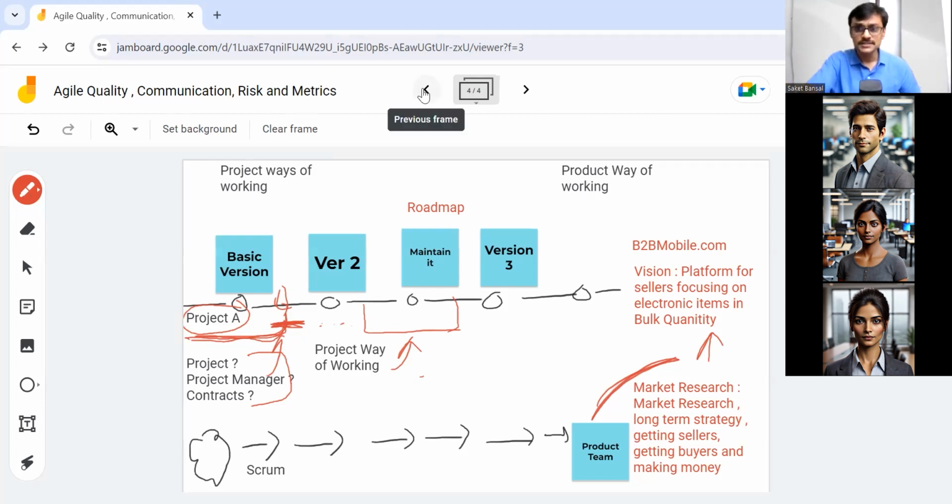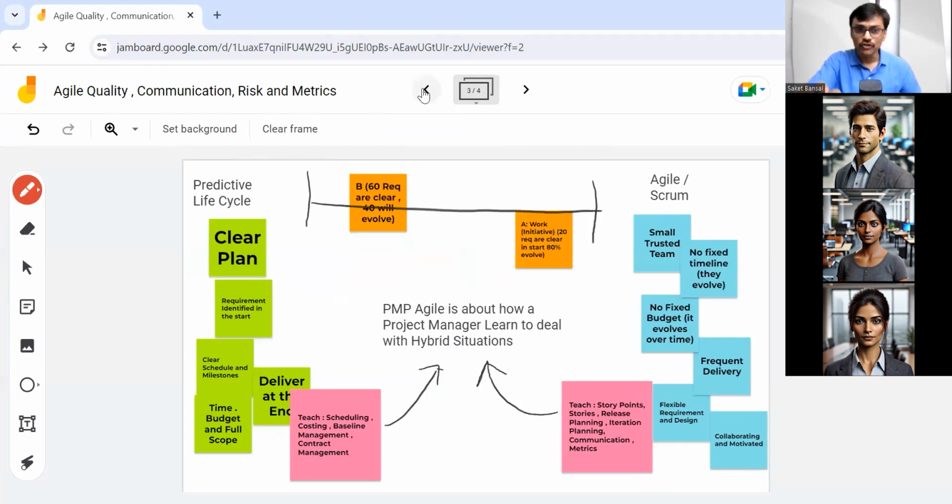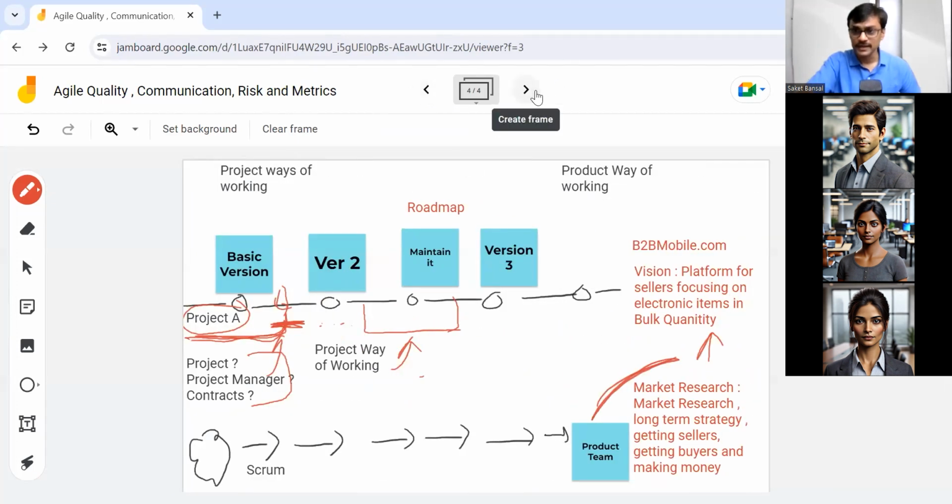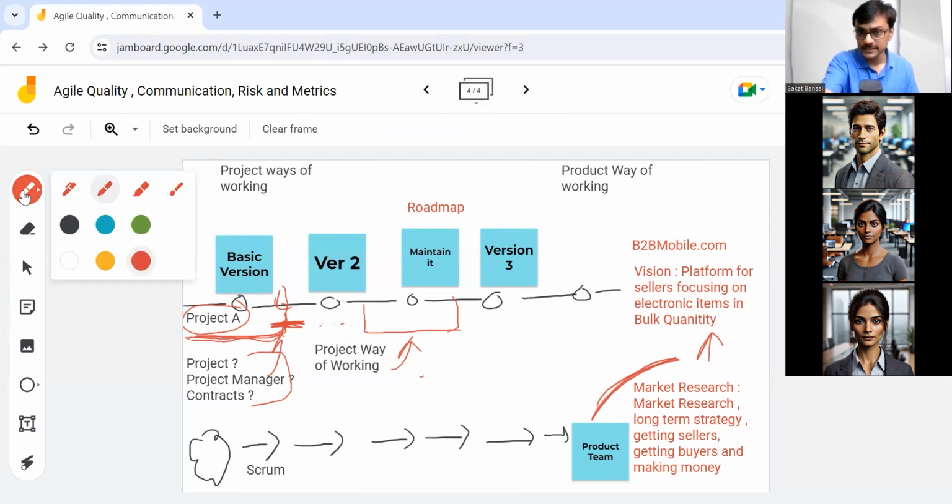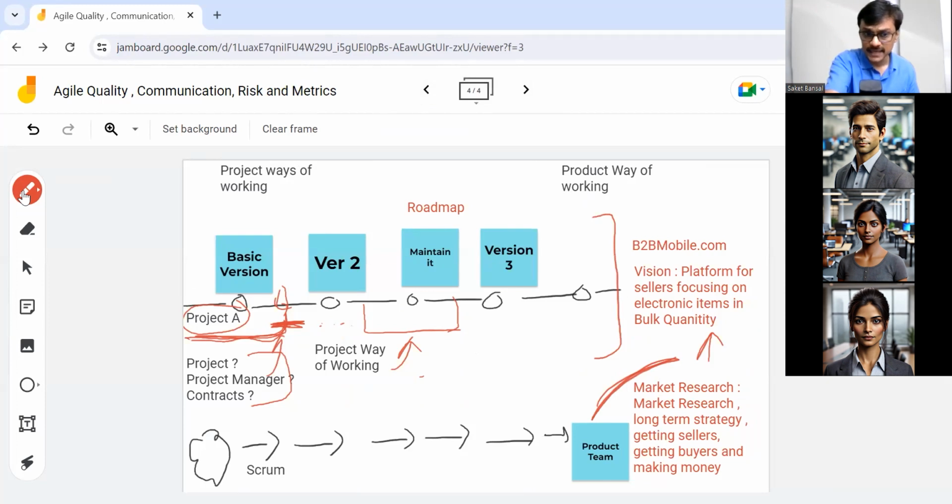So my objective is that with this, your dilemma of predictive lifecycle versus agile and hybrid, and understanding project versus product, gets resolved. And the PMP exam is designed for this way of working, the upper way of working, the project way of working. Yeah, I would say the PMP is here. Scrum is designed here. The CSM class is designed for this. The Leading SAFe Agilist class is designed for this mode only. They are not designed for the project way of working.